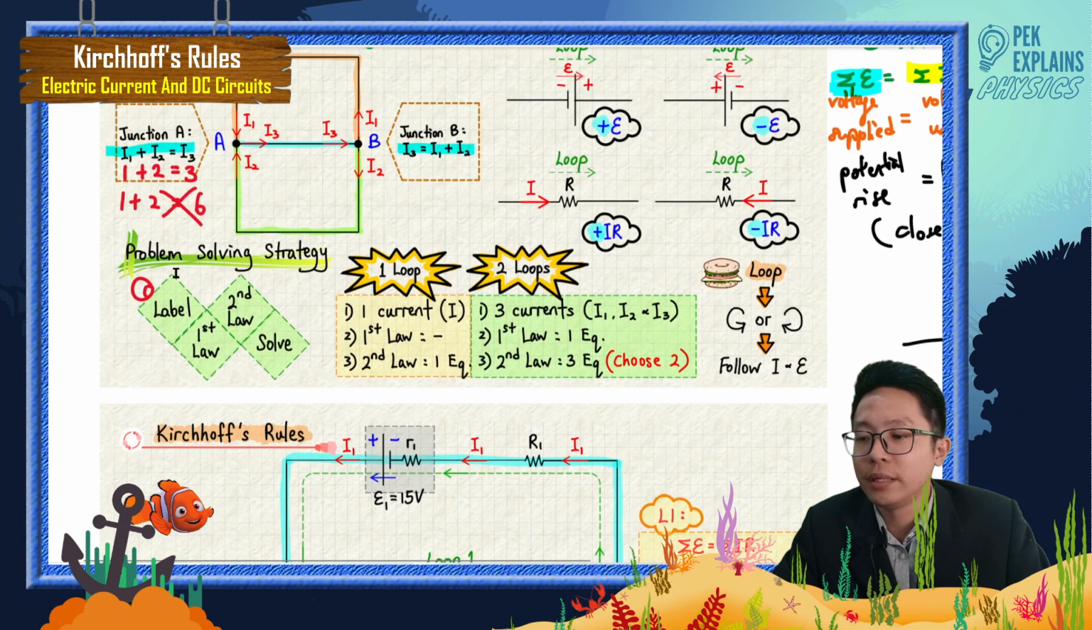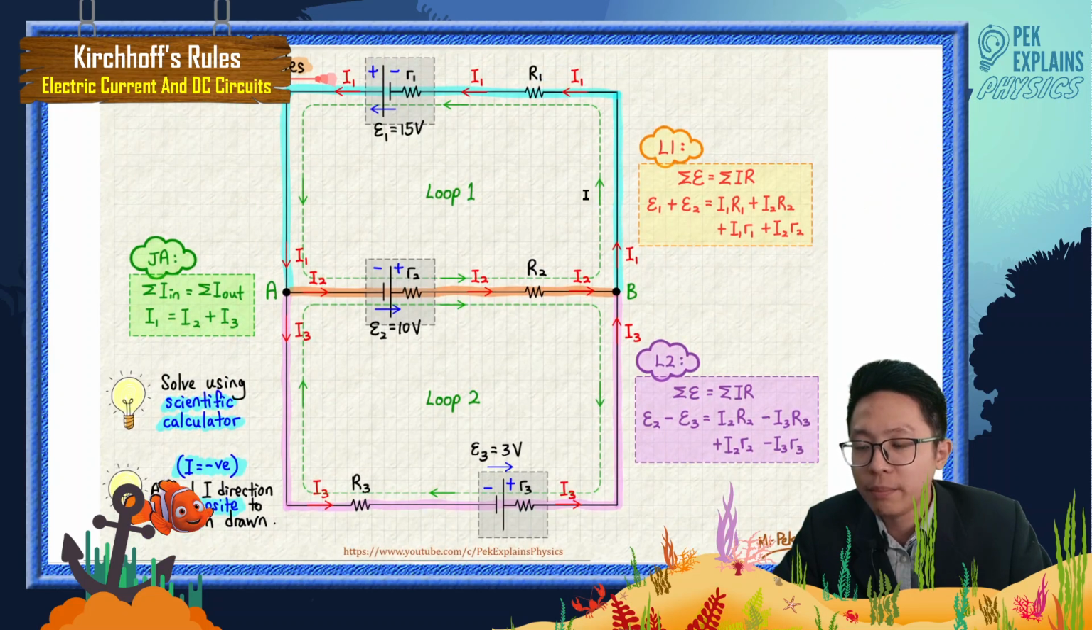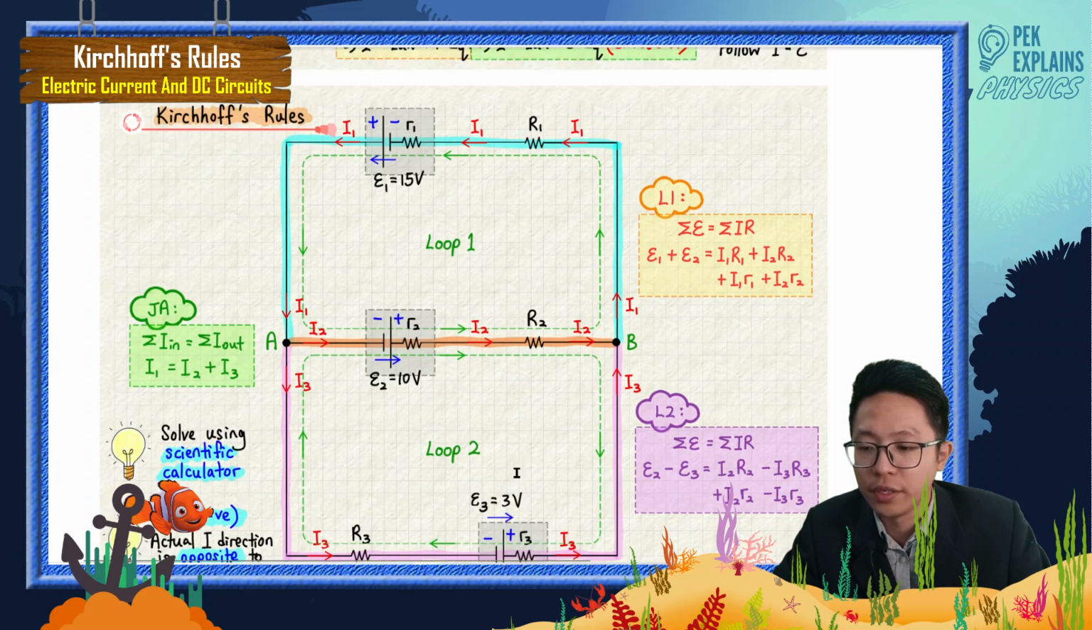Next, what do I need to label? I need to label the direction of the EMF. For all the batteries, I need to label from negative to positive, the direction of the EMF. You see, for this question I labeled the direction of the EMF. Negative to positive, and this E2 also from negative to positive, I labeled in blue color. And E3 also I labeled negative to positive, the direction of the EMF.